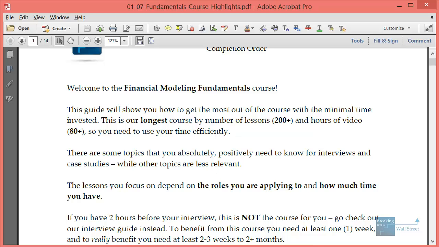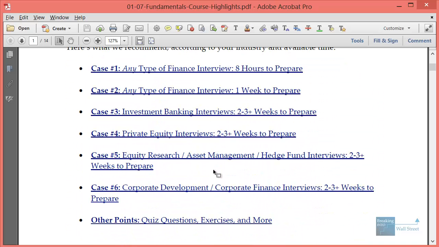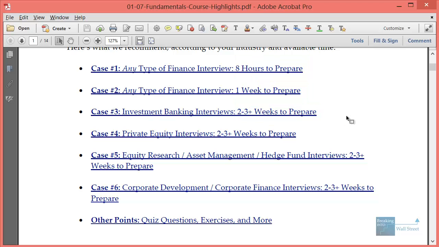So I want to cover here a few different ways that you can use the course more efficiently and how you can get a lot out of it, even if you only have, say, 8 hours to prepare for interviews, or if you only have 1 week to prepare, or maybe if you only have 2 or 3 weeks to prepare for interviews. Now, obviously, the ideal case is that you do have, say, 3 months or 6 months or something in that range, and that as a result, you can actually go through all the material here sequentially.